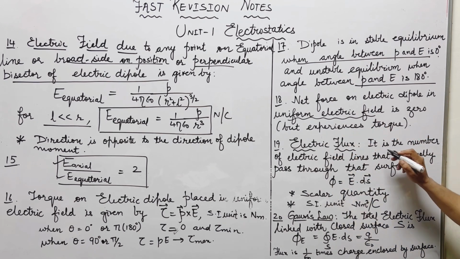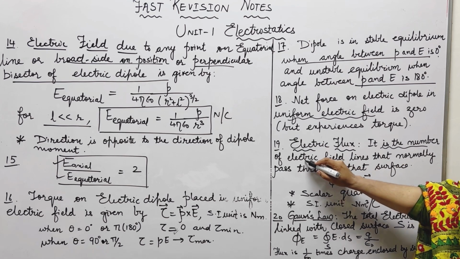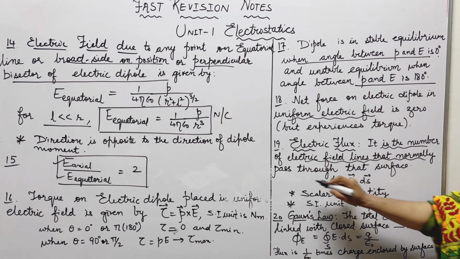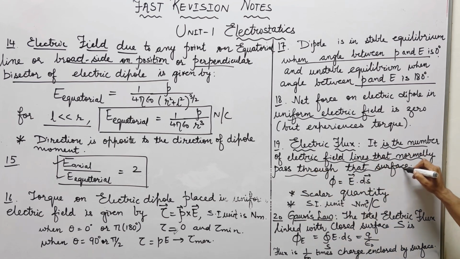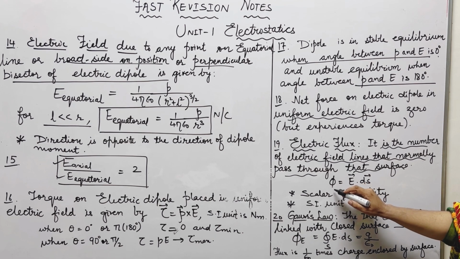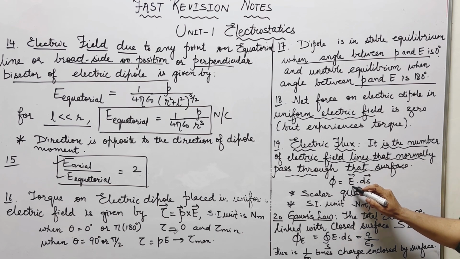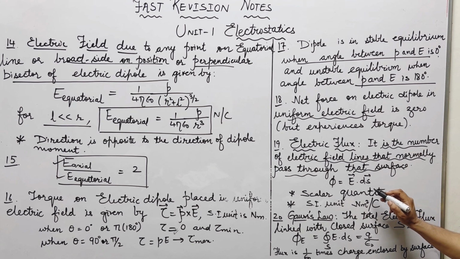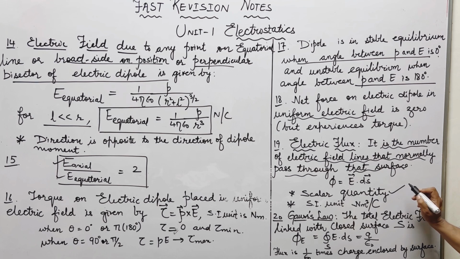Electric flux is the number of electric field lines that normally pass through a surface, and it is denoted by phi. It is equal to the dot product of the electric field and the area enclosed by the surface. Since it is the dot product of two vector quantities, it is a scalar quantity. The unit is newton meter square per coulomb.